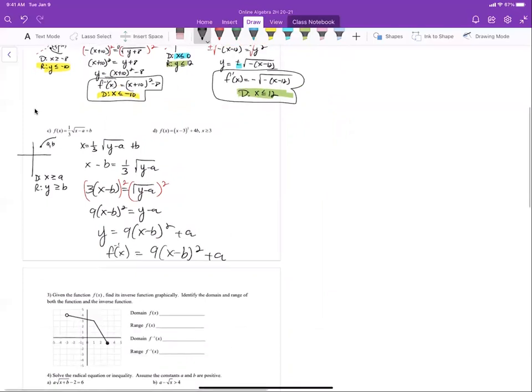And then I have to provide my domain constraints, which are what used to be my range constraints. So x has to be greater than or equal to b.